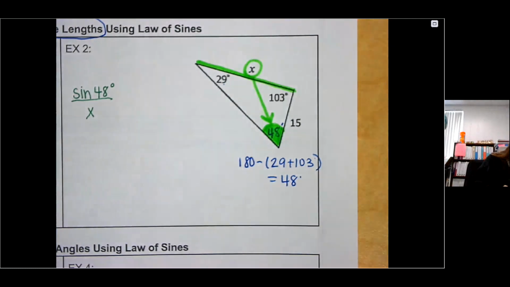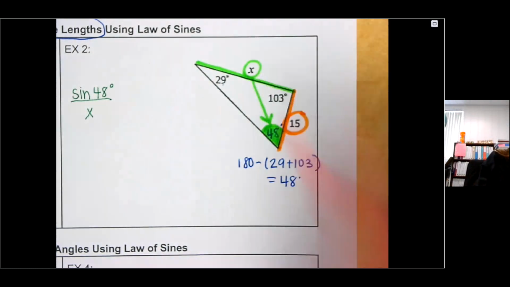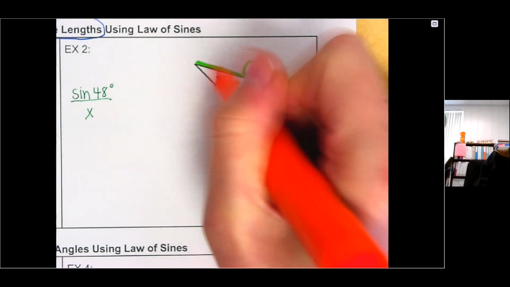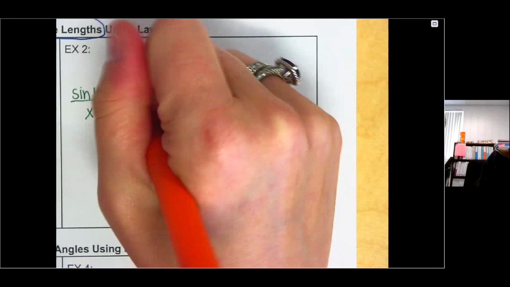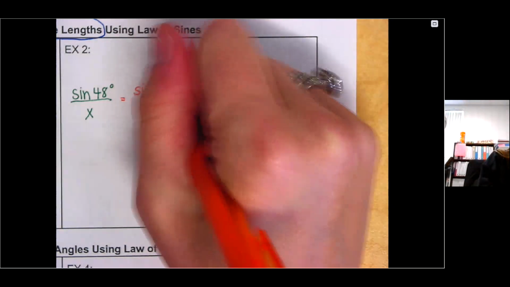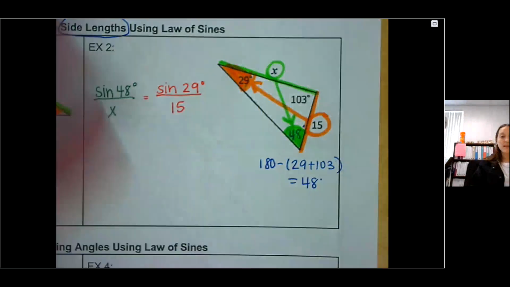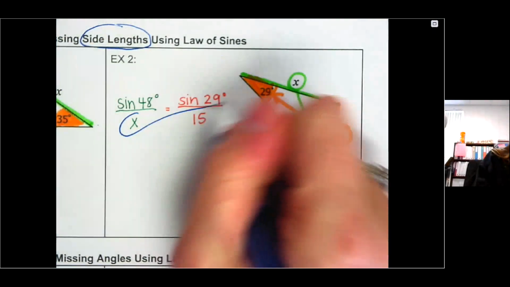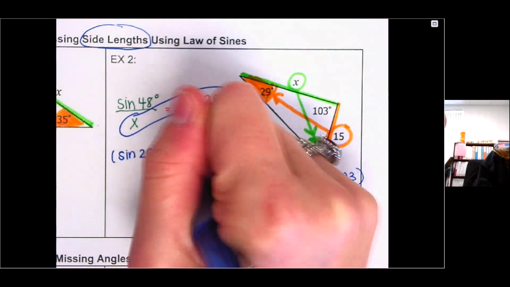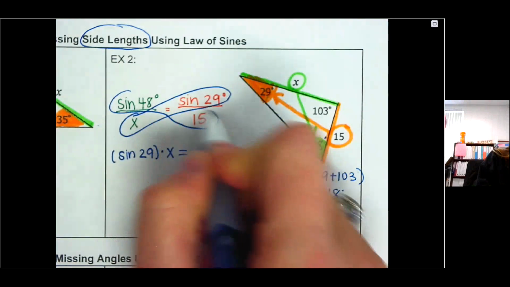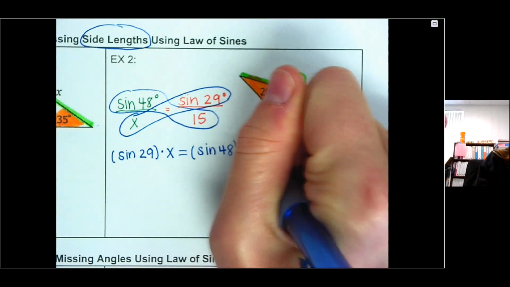And now again, I go, okay, which side length am I given? I'm given this side over here, which is 15. And the angle that is directly across from it is the 29. So my second equation becomes sine of 29 degrees over 15. And again, I'm going to cross multiply and solve for x. So my first one is sine of 29 times x equals, cross multiply again, the sine of 48 times 15.